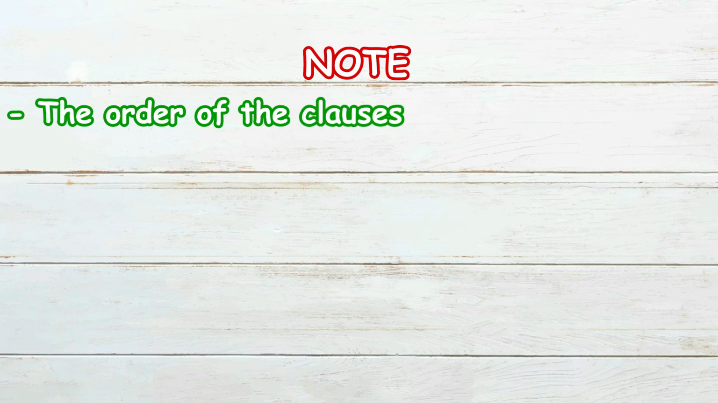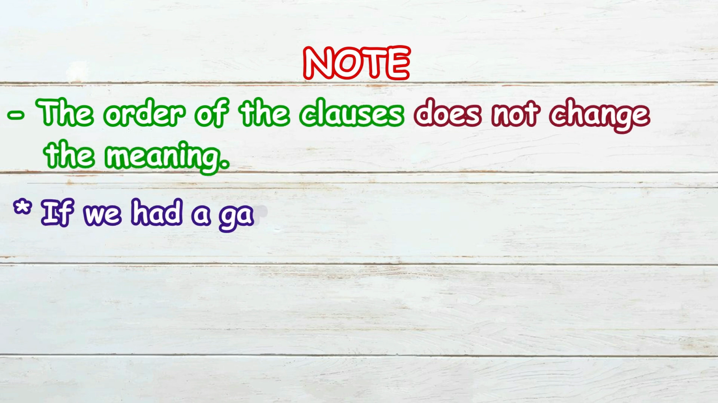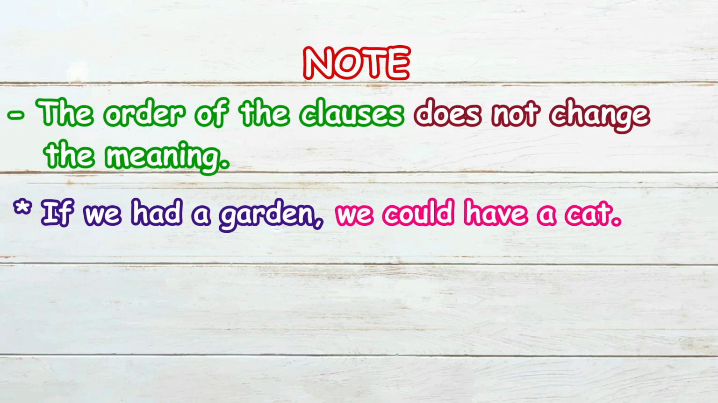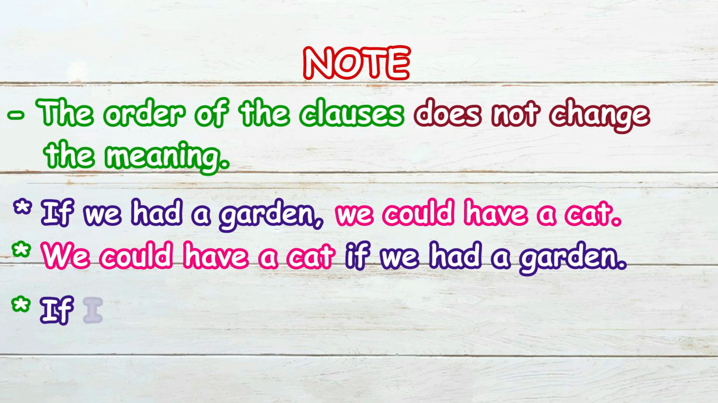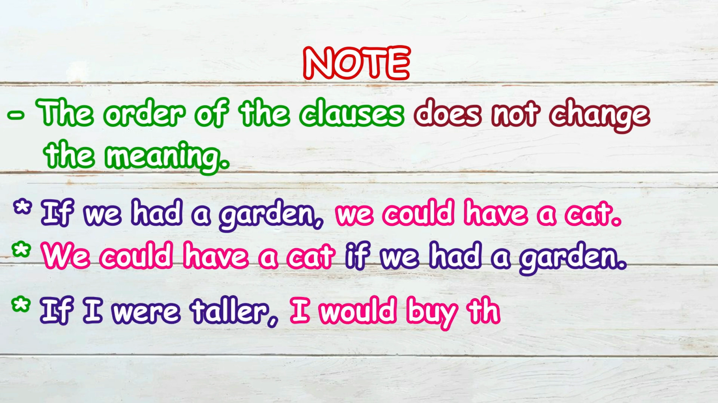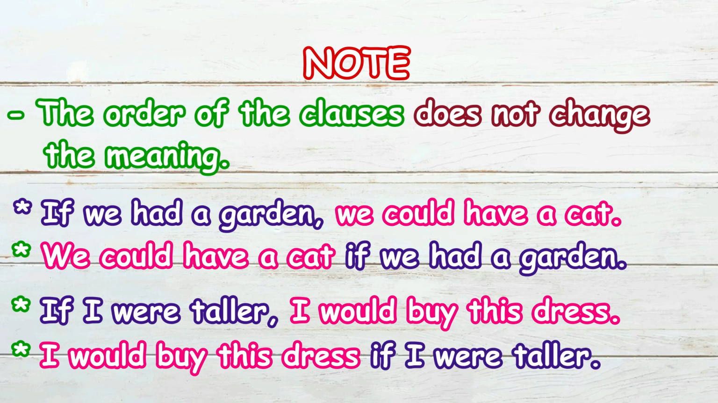Note that the order of the clauses does not change the meaning. For example, if we had a garden, we could have a cat. Or we could have a cat if we had a garden. If I were taller, I would buy this dress. Or I would buy this dress if I were taller.